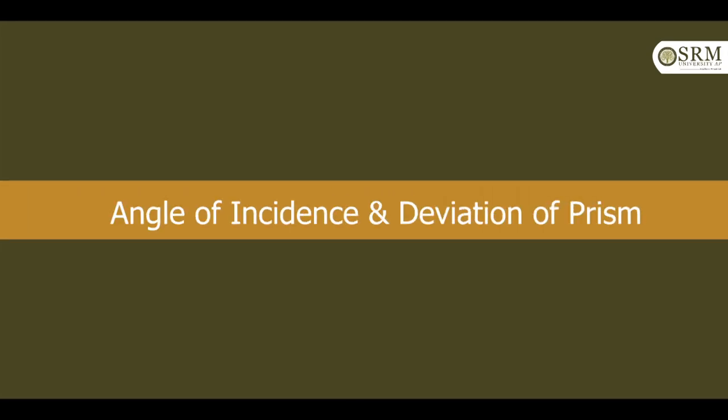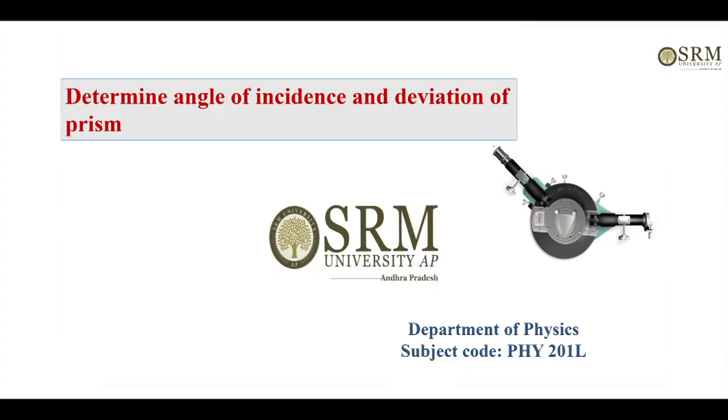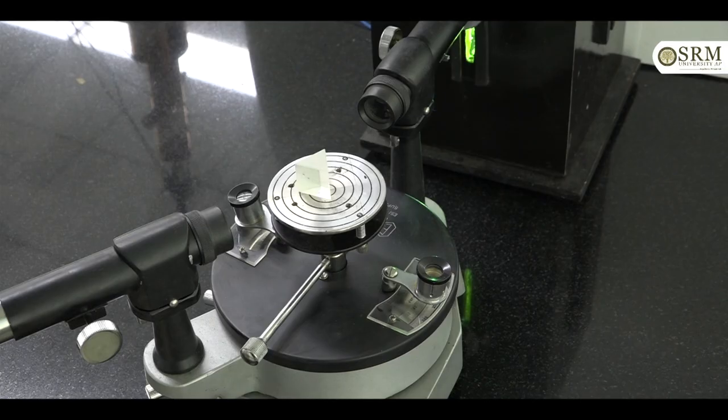Angle of incidence and deviation of a prism. This is the angle of incidence and deviation of a prism experiment. Our aim is to plot the graph between angle of incidence and angle of deviation.